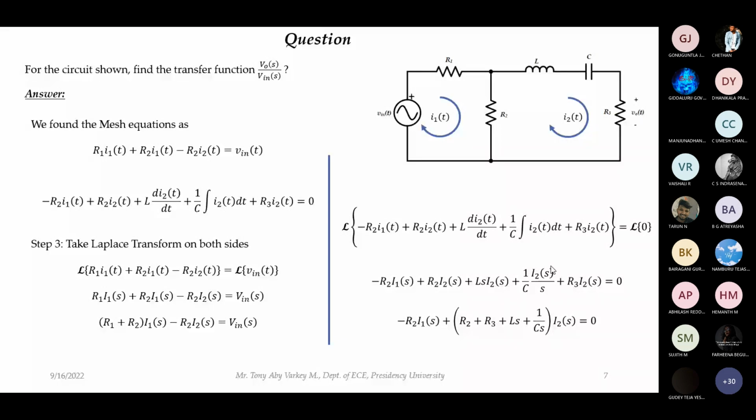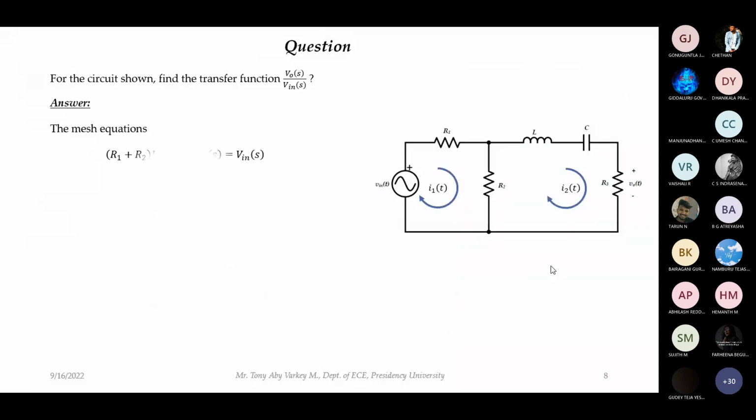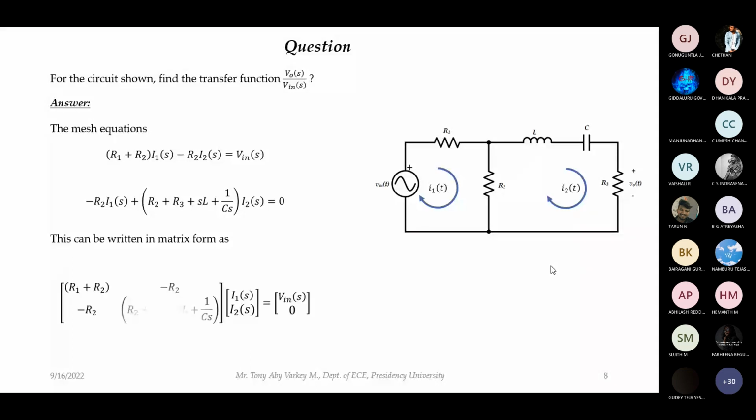Now the two mesh equations in s domain we got like this. Now what I'm going to do is write it in matrix form. So what will be the size of the coefficient matrix? How many variables are here? 2 cross 2. So it will be like this. I hope you know how to write this in matrix form.